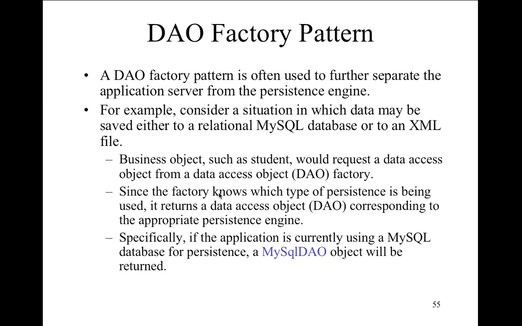So in terms of the factory, just to go over the pattern a little bit more, the factory itself is often used to separate the application server from the persistent engine that might exist. Consider the situation in which the data may be saved either by a relational MySQL database or an XML file or something of that nature. The business object, such as a student, would request the data access object from the DAO factory. These factories would essentially serve up requests and process information for client requests or for application server requests. Since the factory knows which of the persistence engines is being used, it returns the data access object corresponding to the appropriate persistence engine.